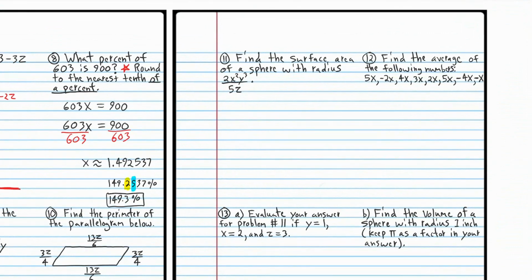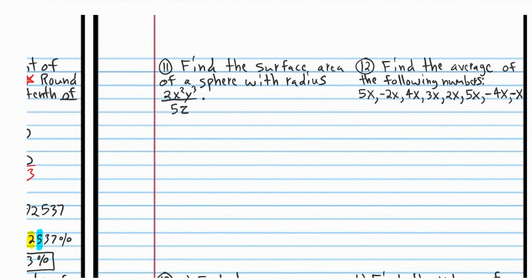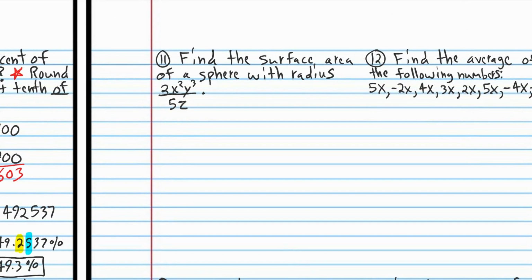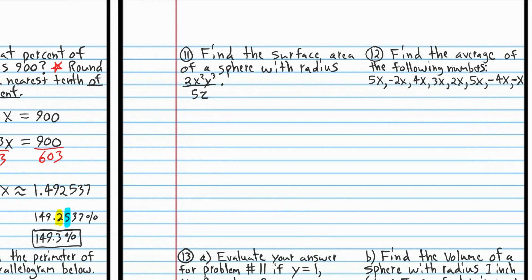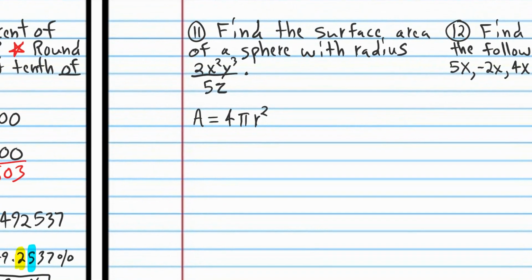All right, find the surface area of a sphere with radius 2x squared y cubed over 5z. Surface area of a sphere. So that's one of the formulas on our geometric formula sheet. So surface area is equal to 4 pi r squared. So again, you have to write that formula first. You must write the formula to show the tool that you're using. So we're just going to plug in the radius.